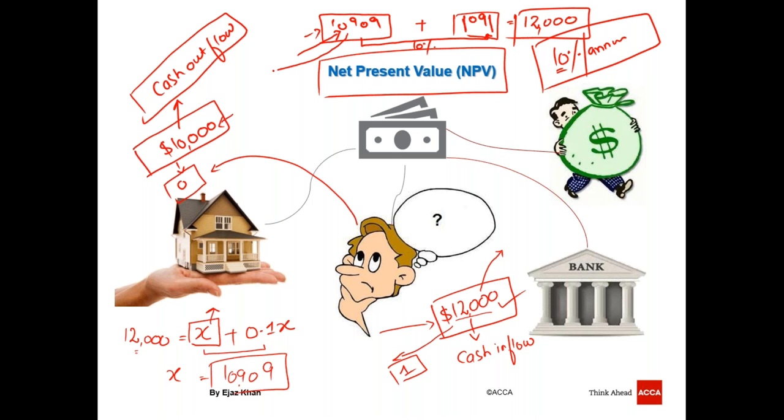Now this figure will be compared with the actual investment required in this project. The actual investment required for this project is $10,000. Whereas the maximum that this company can afford to invest for this project is $10,909. So my question to all of you is, should the company go for this project?